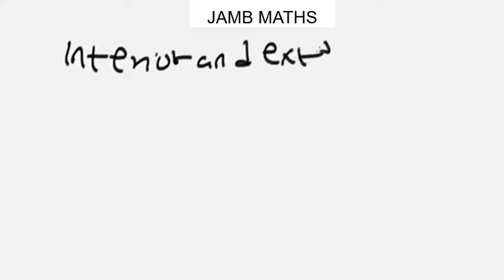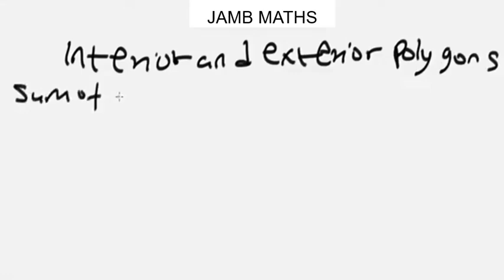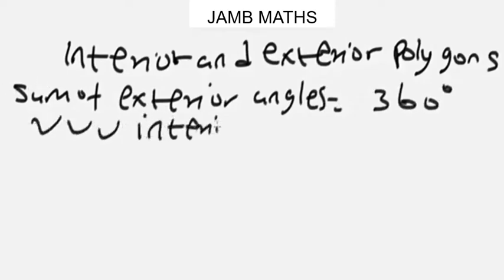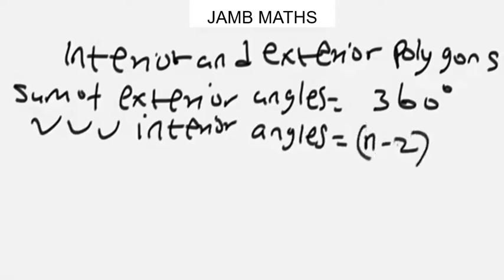Now we're looking at the concept of interior and exterior angles of polygons. Note that the sum of exterior angles equals 360 degrees, whereas the sum of interior angles equals n minus 2, times 180 degrees.